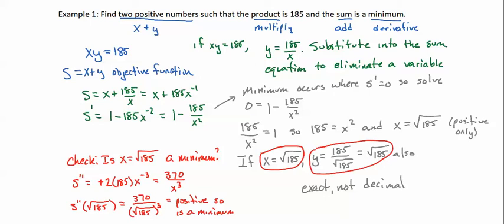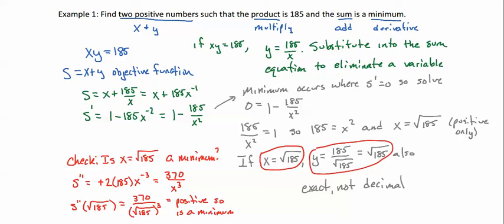For purposes of derivatives, it might be easier to rewrite that as x plus 185 multiplied by x to the negative 1. Now, we want to find a minimum. That tells us we've got to find the derivative. s prime, the derivative of s, is 1 minus 185 x to the negative 2. I rewrite that with a positive exponent as 1 minus 185 over x squared.